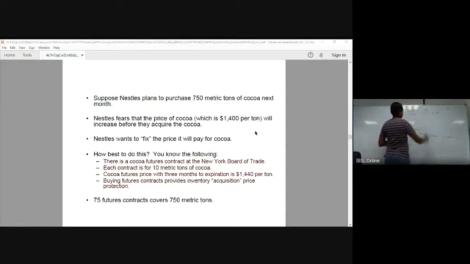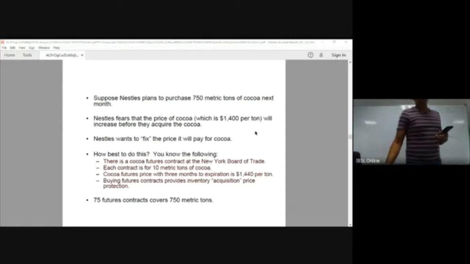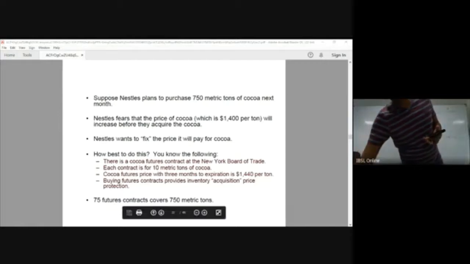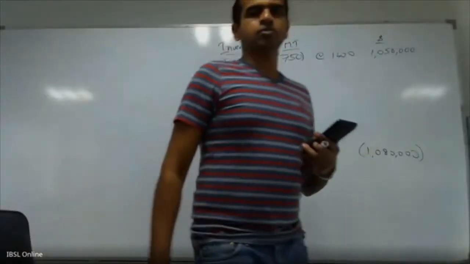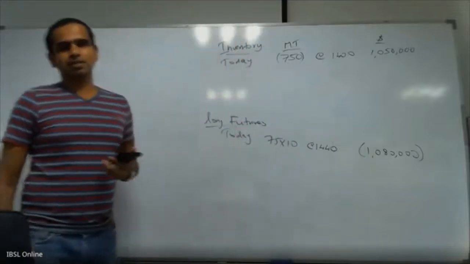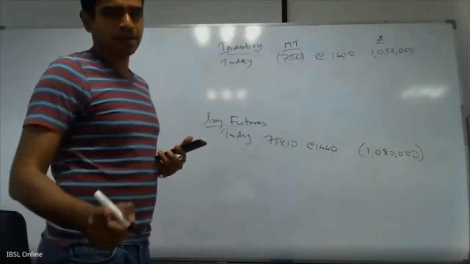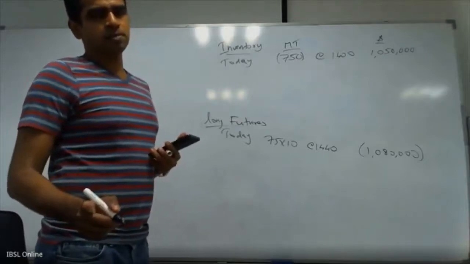They have not bought it yet, meaning they have the inventory requirement still open. Buying futures contracts today provides acquisition price protection. 75 futures contracts cover 750 metric tons. So Nestle decides to buy 75 near-term futures contracts. Over the next month, the price of cocoa increases and Nestle pays $1,490 per ton for its cocoa.